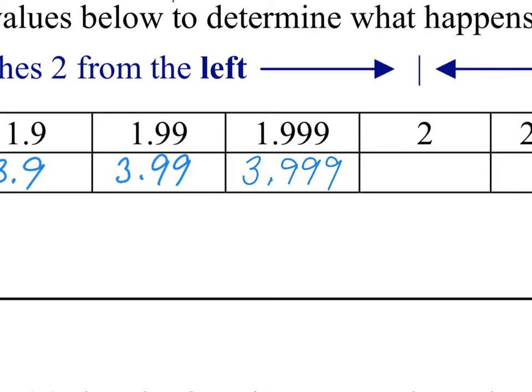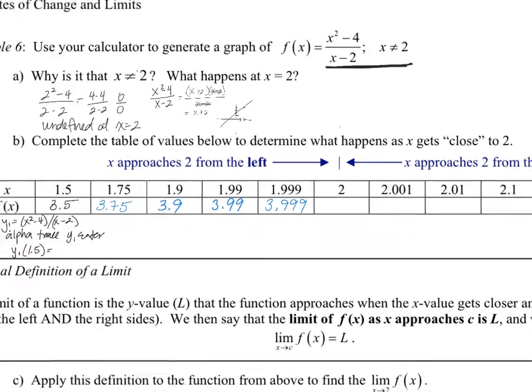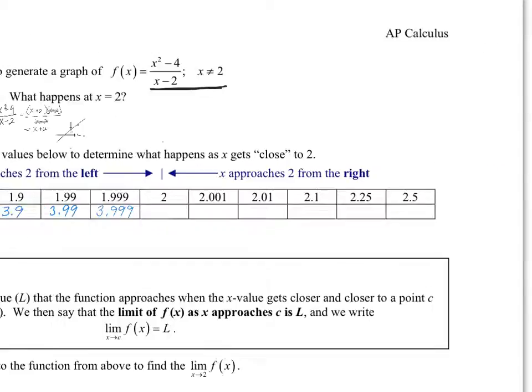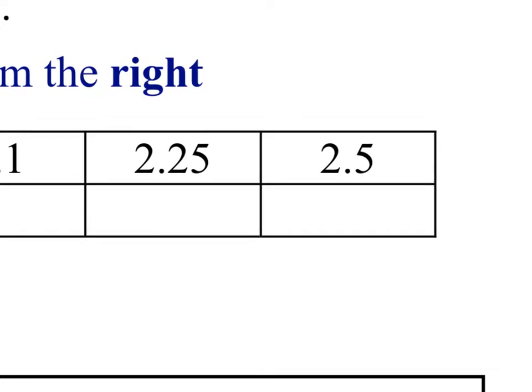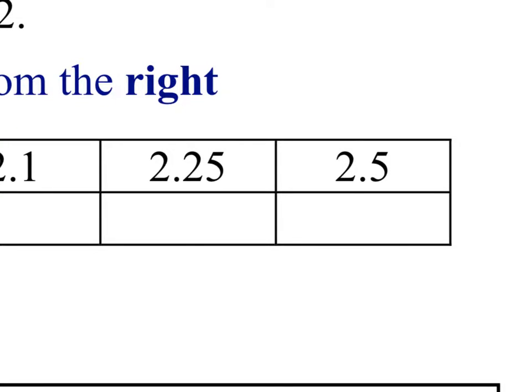Okay. So now we slide over, and we're going to go from 2.5 and come towards the 2. So let's see what we get when we plug in 2.5. Alpha trace Y1, enter, parenthesis 2.5, we get 4.5. We press second enter, we change it to 2.25, and we get 4.25.